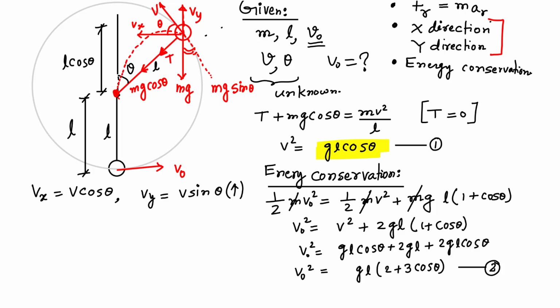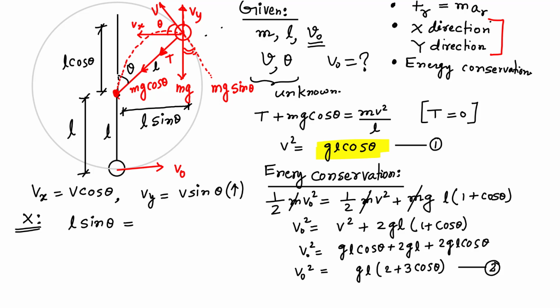You can write the equation of motion in the x direction. In the x direction, what is the total distance that it has covered? This distance is the total distance that it has covered. So how much is this distance? This distance is L sin theta. So I can apply S is equal to ut plus half at square. So the distance is L sin theta.